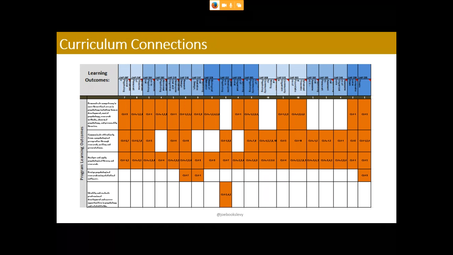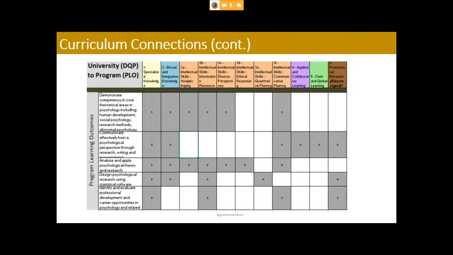Yeah, so this is the program and course level connection at our university. And then here's, again, the program learning outcomes. But then up here across the top are our university learning outcomes. And so here we don't ask for as much specificity because, again, the courses, we hope, have a very strong connection to the program. But the programs just need to be connected to the university level, right?